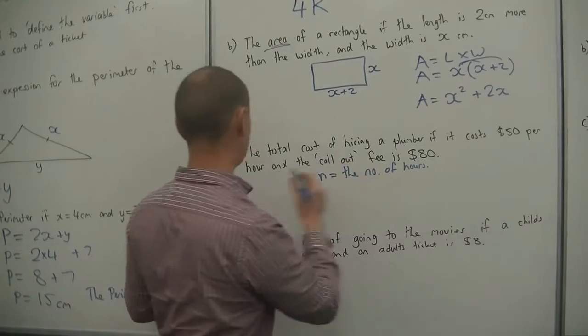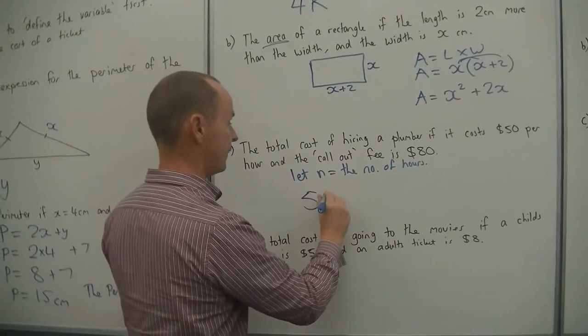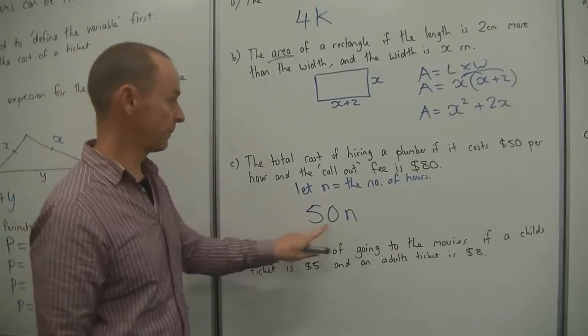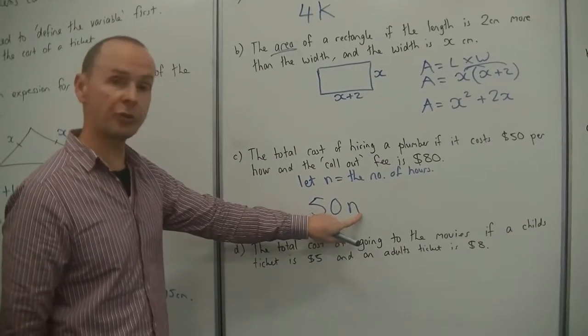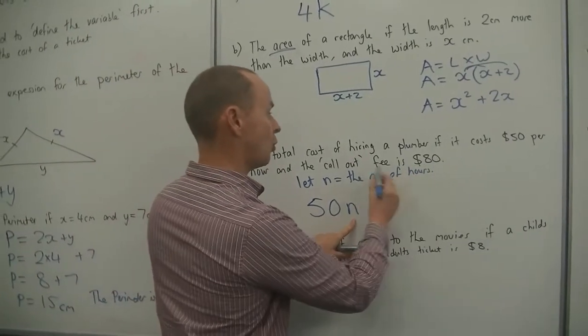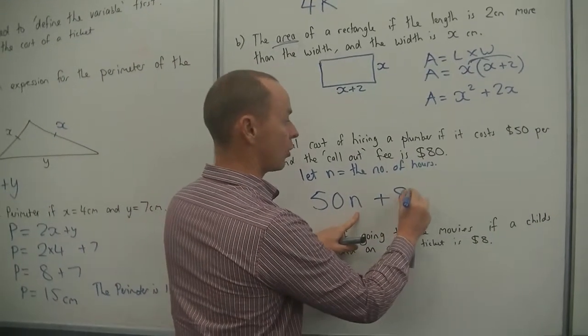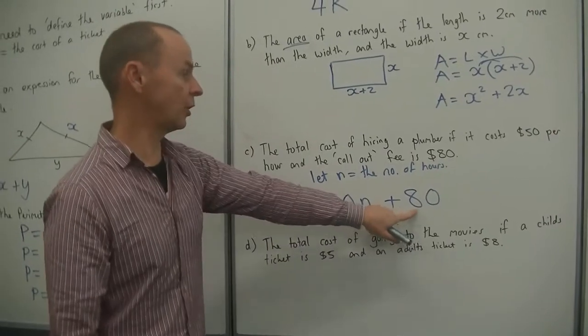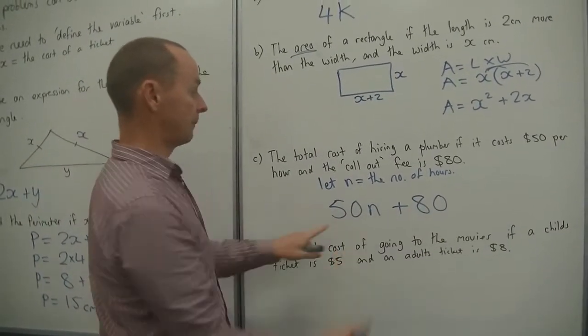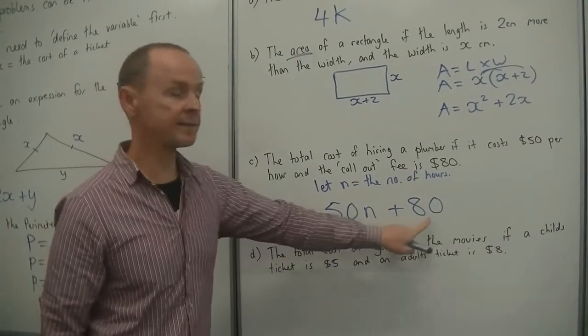Alright, so it's $50 per hour. That means it's $50 times by n, times by the number of hours. So if the number of hours was 3, it'd be 50 times 3, which is 150. Plus there's a call-out fee, that's a flat rate, or a constant. That's plus $80. It's always just $80, so there's my expression.